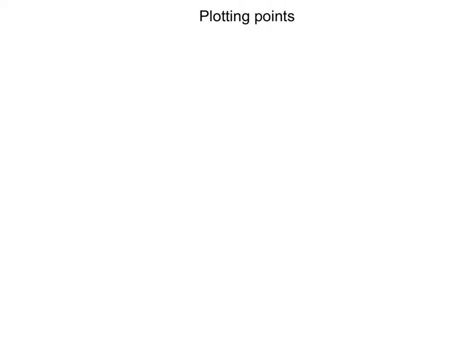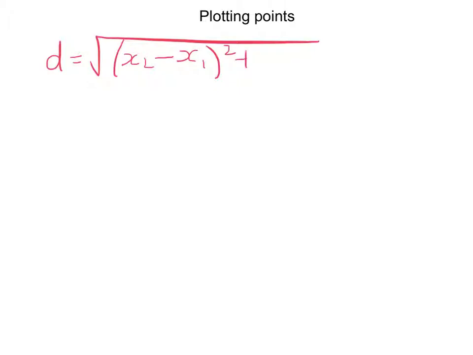Okay, so plotting points was exercise 5.3, and the main thing to remember is the distance of a line. If I'm going to find the distance of a line, then d equals the square root of, now I'm referring to 2 points, x2 minus x1 all squared plus y2 minus y1 all squared.